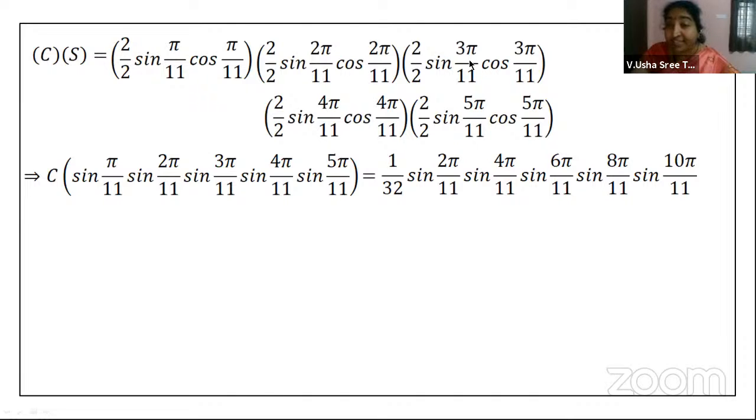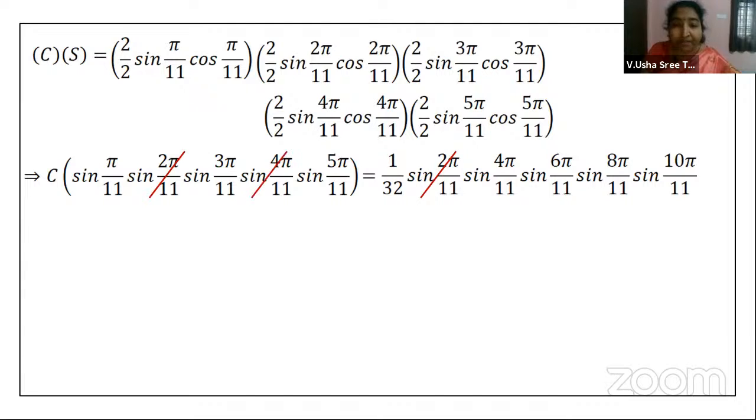3 pi you have as A. Then when you apply sine to A formula, you'll get sine 6 pi by 11, and likewise sine 8 pi by 11 and sine 10 pi by 11. Now, whatever terms are common on either sides of the equality, we will try to cancel, right? Now we have sine 2 pi by 11 on either sides, they get cancelled.